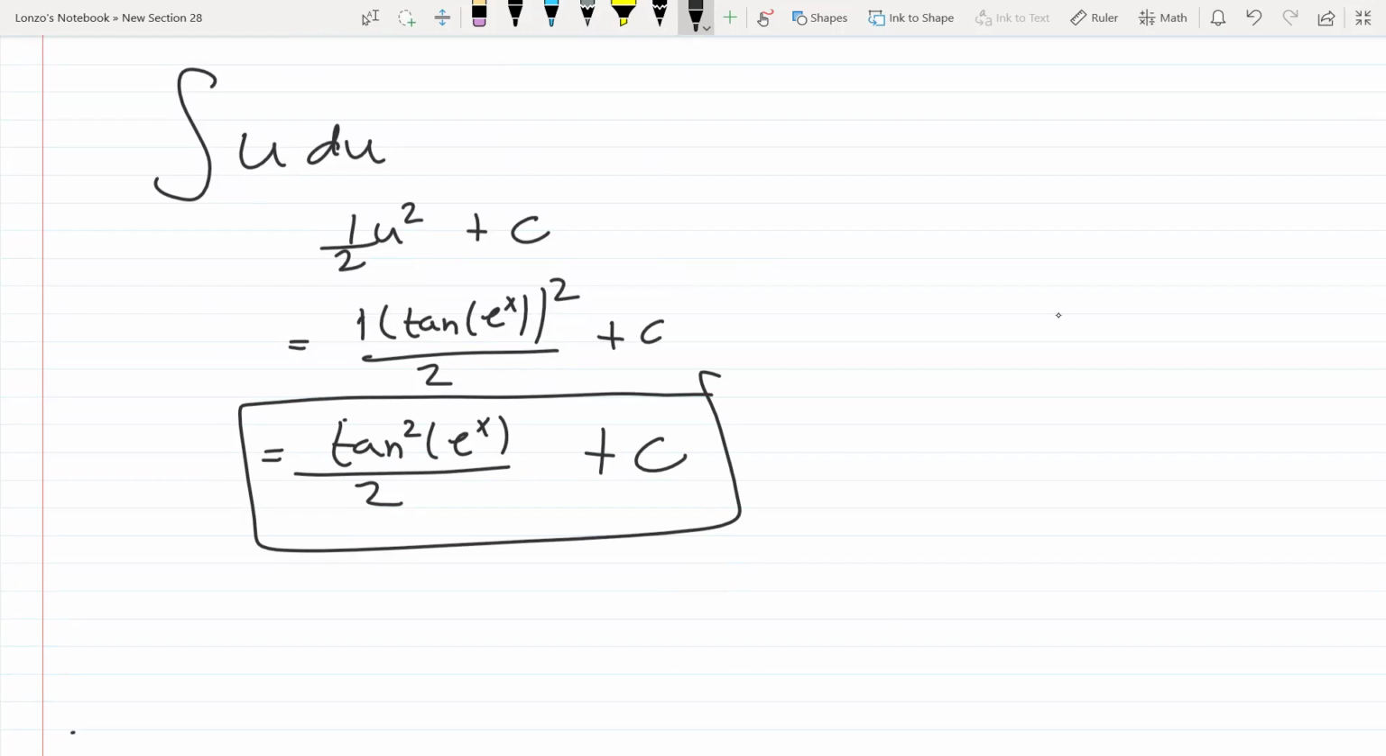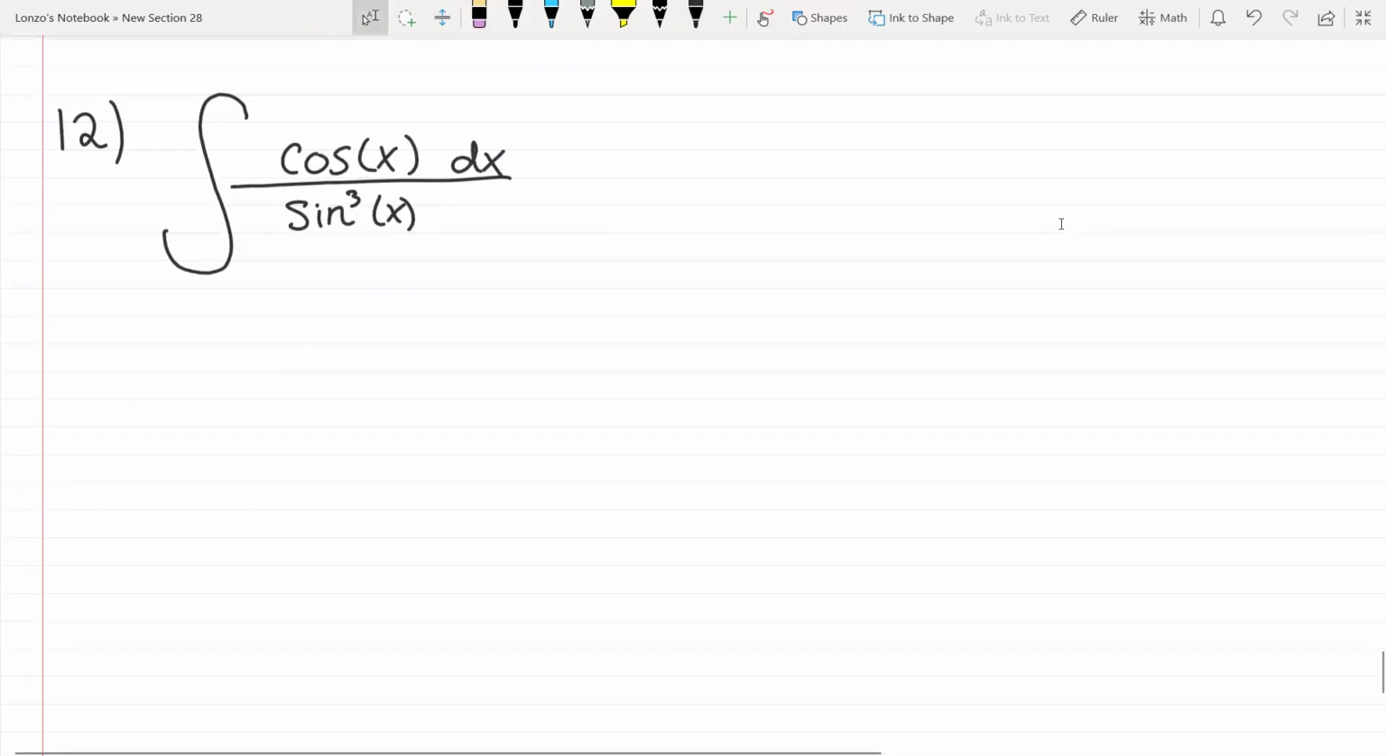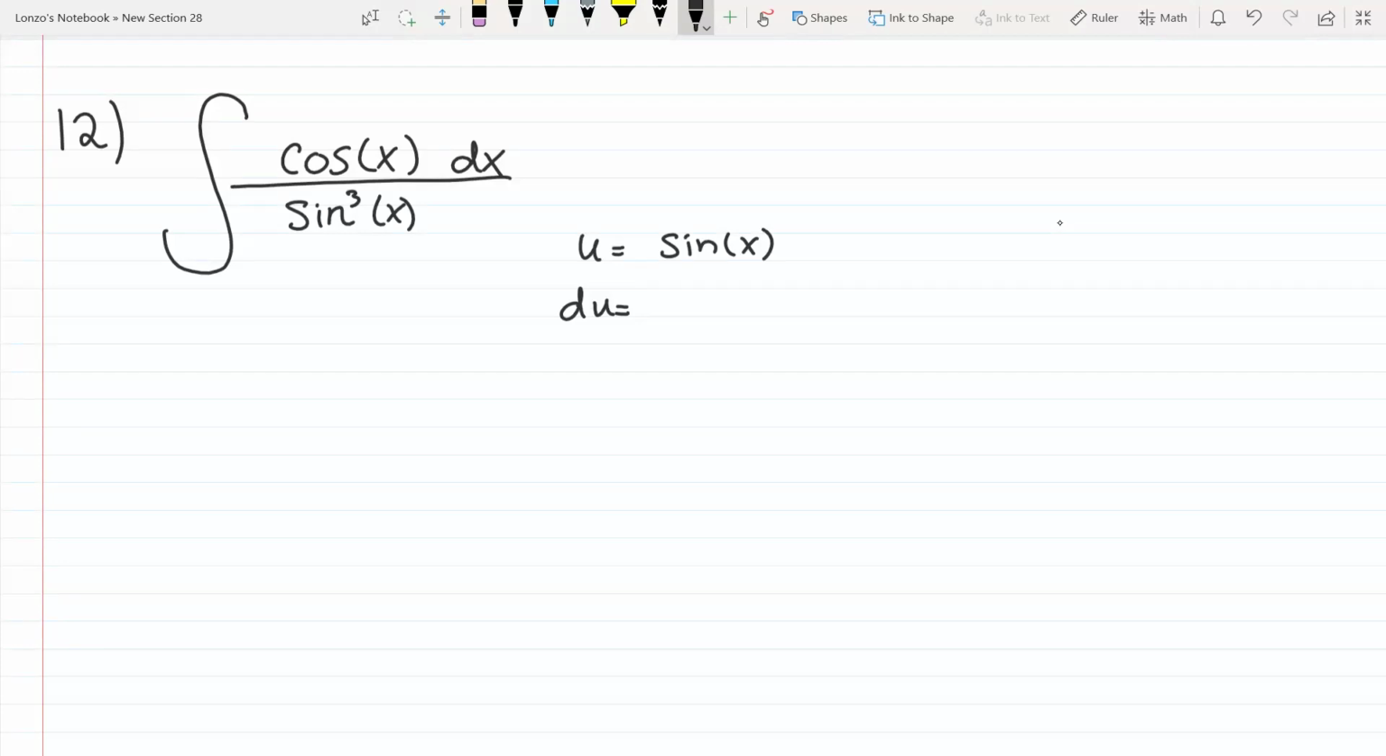And I think 2 more. So let's do 12. The integration of cosine x all over sin cubed of x dx. So we'll definitely do u substitution, and I'm going to use my u as sin x because that comes out nicely. My du would be, what's the derivative of sine x? Positive cosine x. And then bring down the dx, so it comes out nicely.